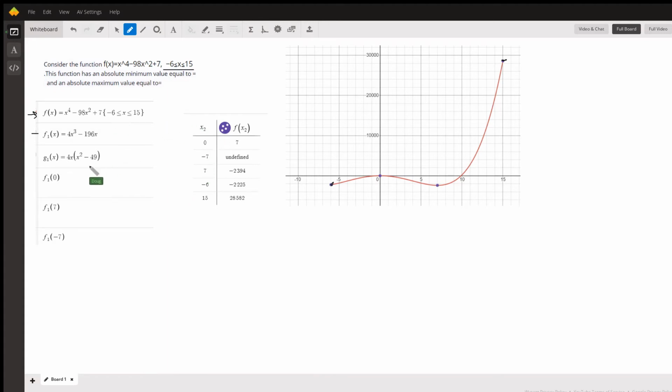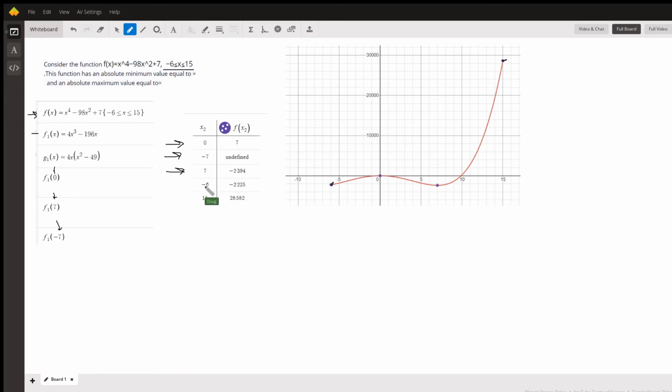It turns out if you put 0 into the first derivative, you get 0, or if you put 7 into the first derivative, you get 0. Also, if you put -7 into the first derivative, you get 0. So these are the critical numbers right here, 0, 7, and -7. And in this table, I've put in all those critical numbers, 0, -7, and 7.